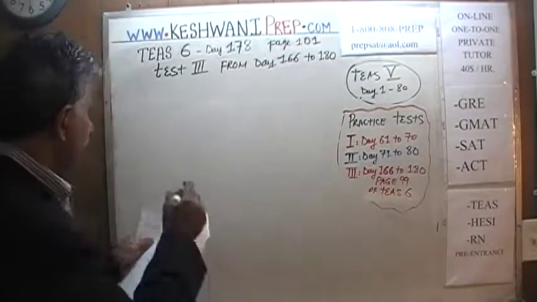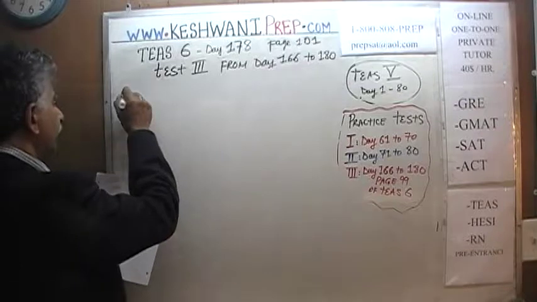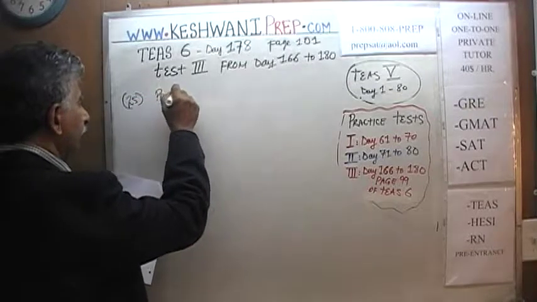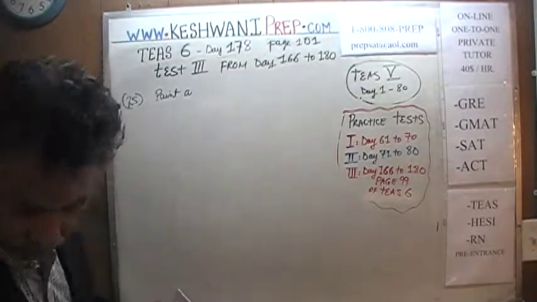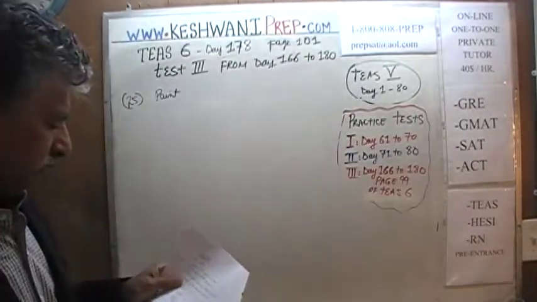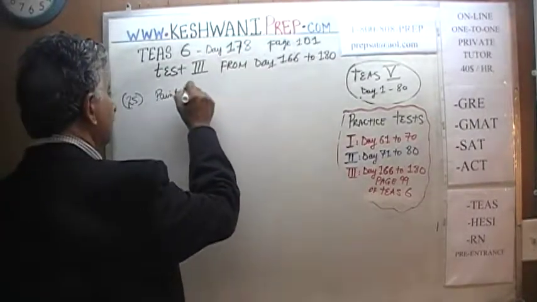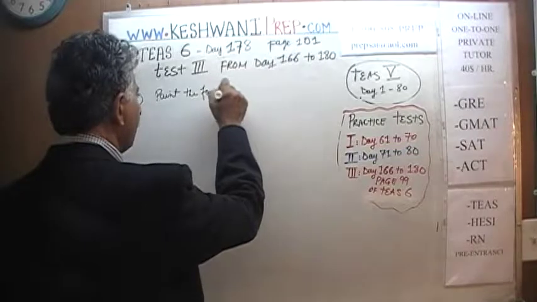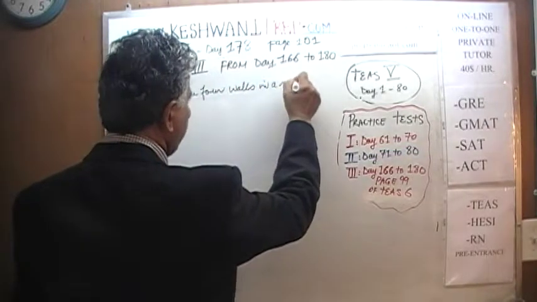Problem number 25 says that we want to paint a room. Let's be a little bit more clear. Our job is to paint the four walls in a room.